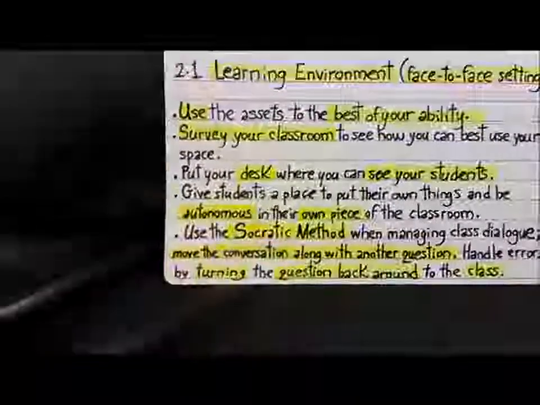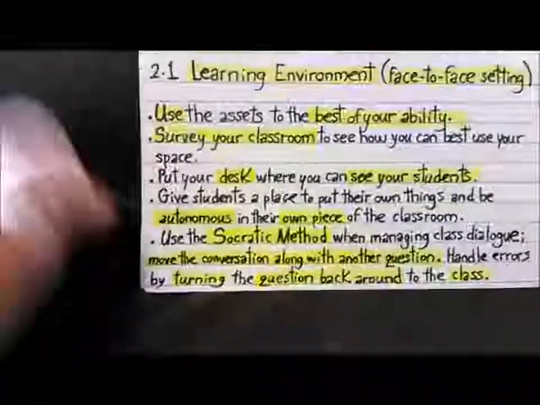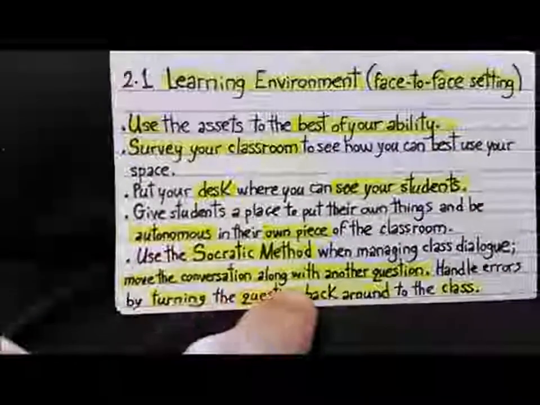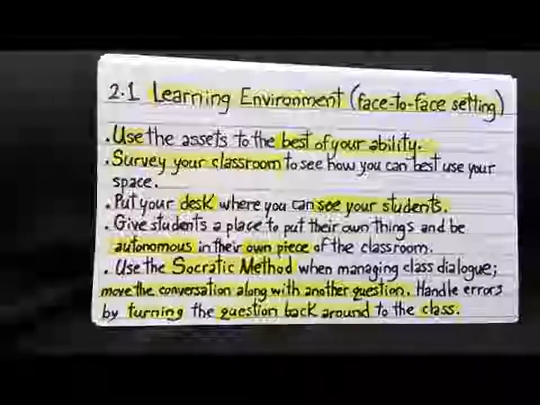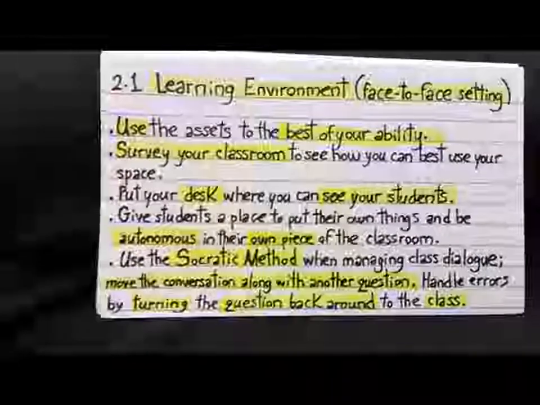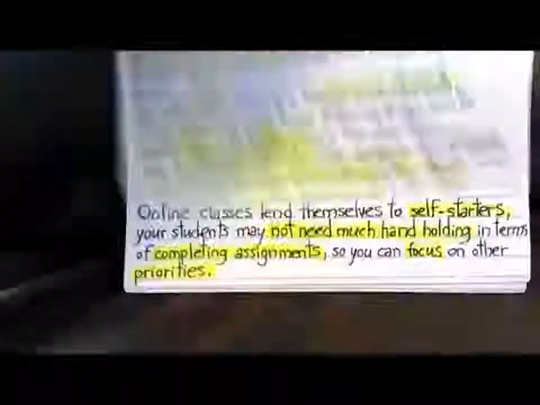Use the Socratic method when managing class dialogue. Move the conversation along with another question. Handle errors by turning the question back around to the class. That's the Socratic method.